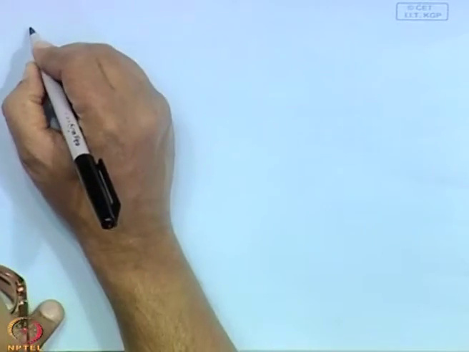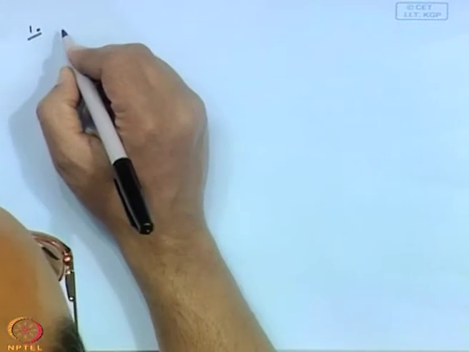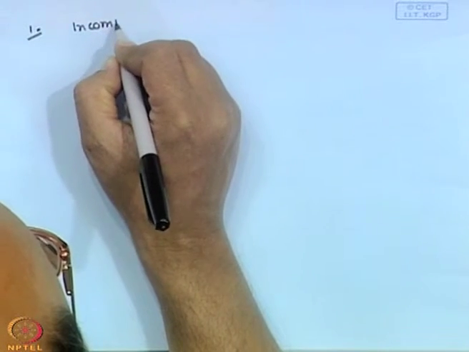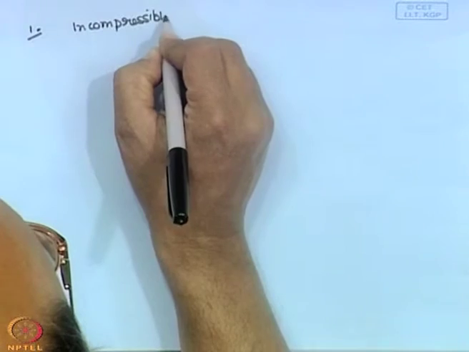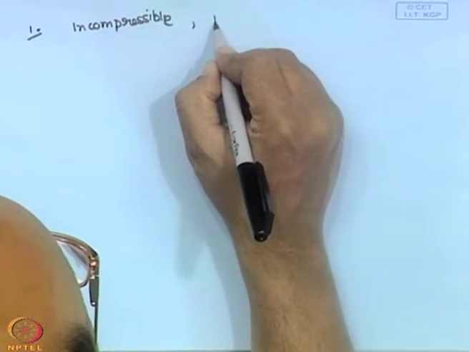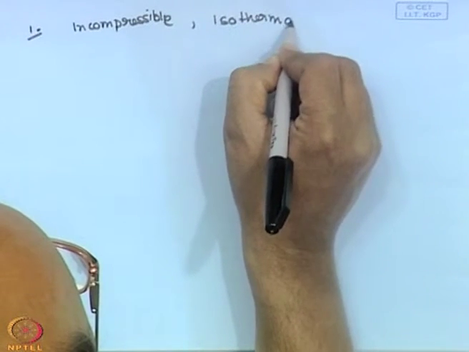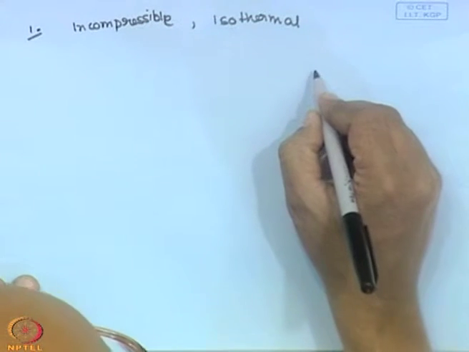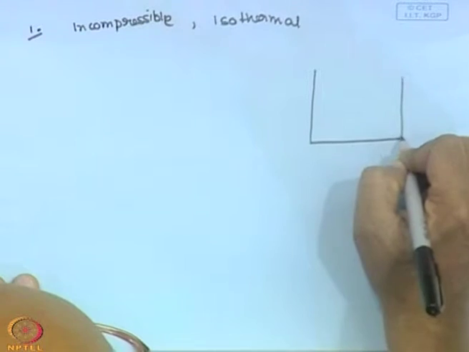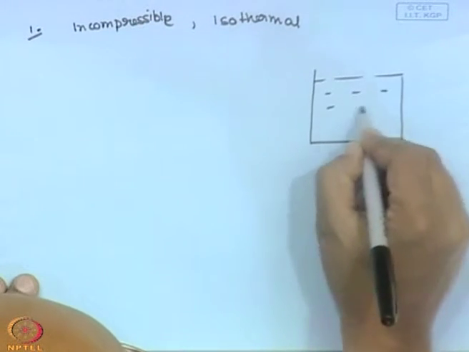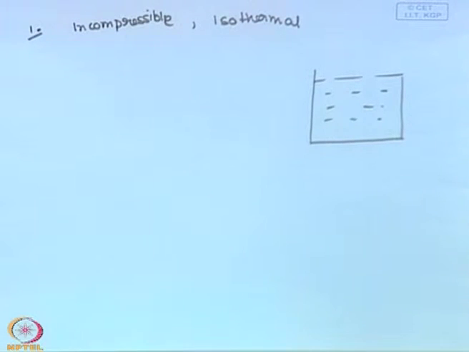So, let us first consider a fluid which has a uniform density more or less, and the same temperature also. Like water, let us say it is incompressible, and the temperature is isothermal, the temperature is also the same throughout. So, the example is a tank full of water or some fluid like water, which is nearly incompressible, at least for the purposes here.